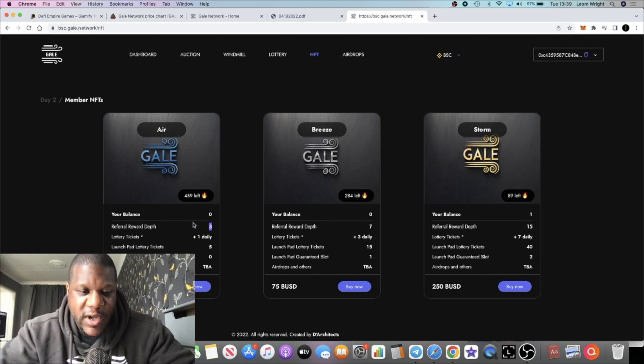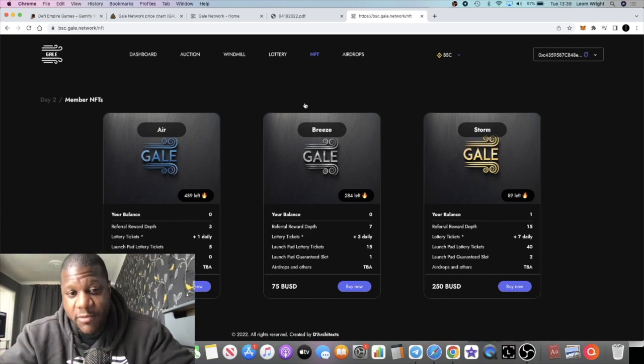Referral rewards, that will give you 3 downlines in referral, 1 lottery ticket daily, 5 lottery tickets for the launchpad, and 0 guaranteed slots. You get 1 guaranteed slot with that one. 7 downlines and 3 tickets daily, 15 in the launchpad. So, you know, I really like that idea. It just means that your NFT has a little bit more utility than referrals.